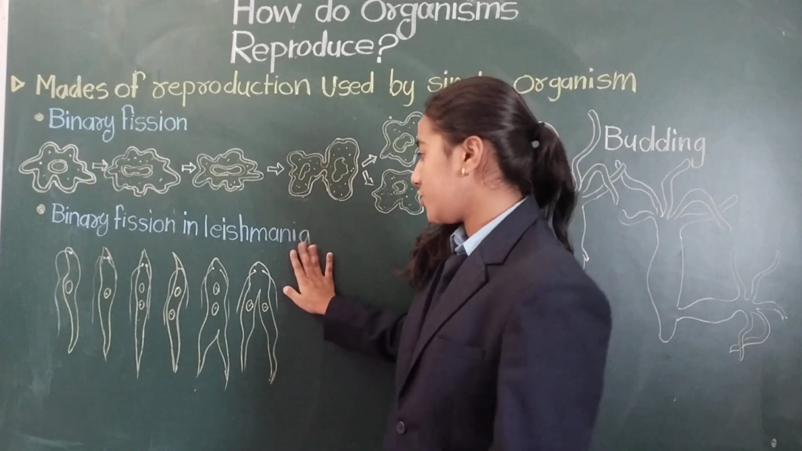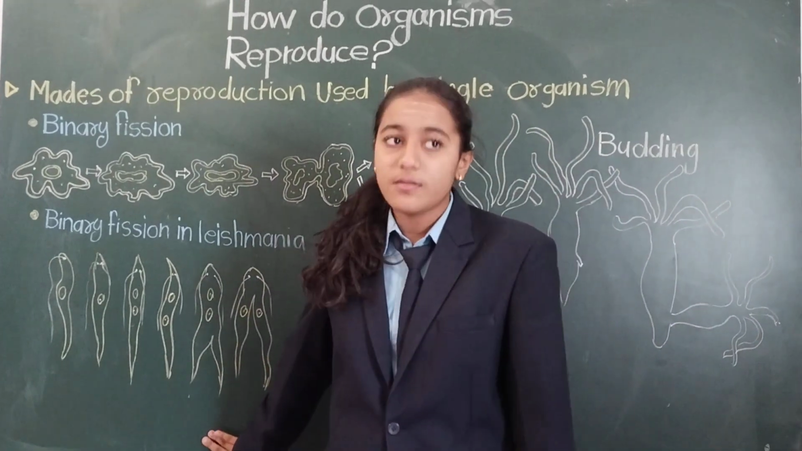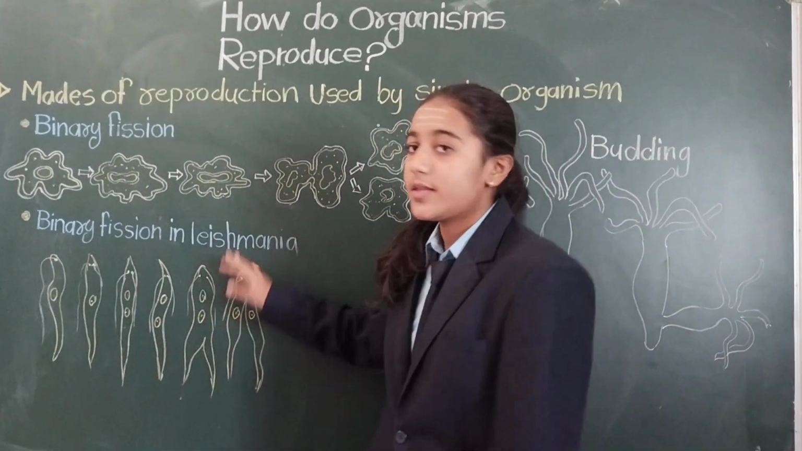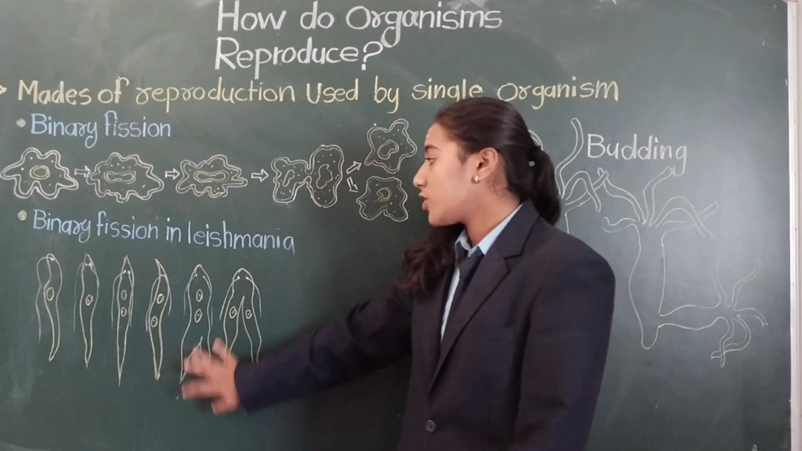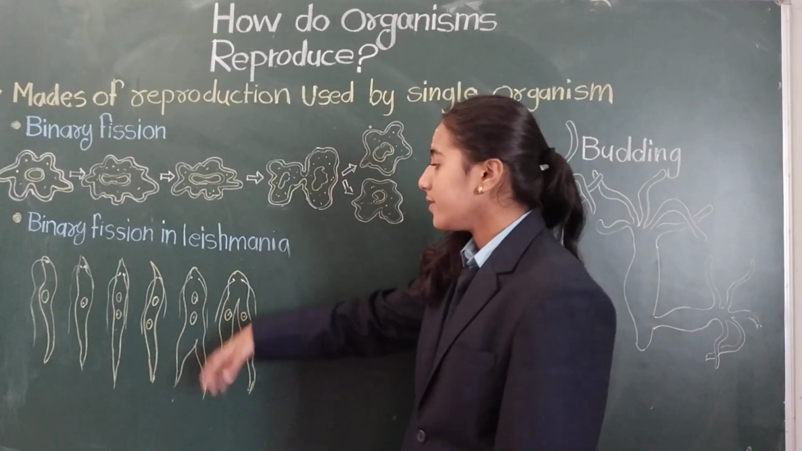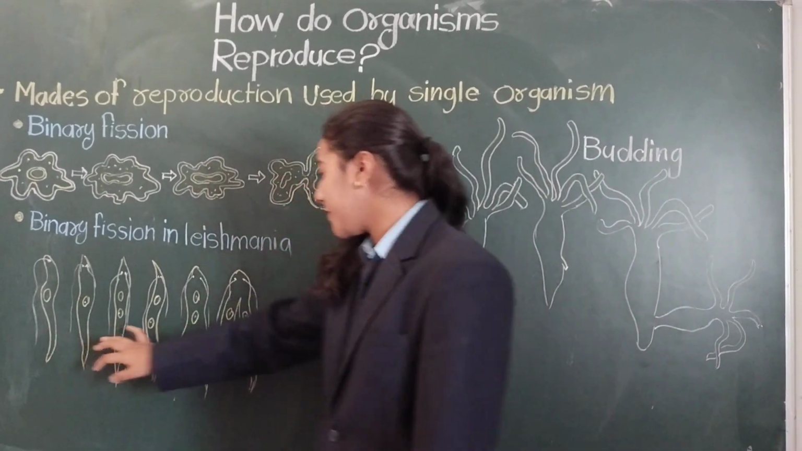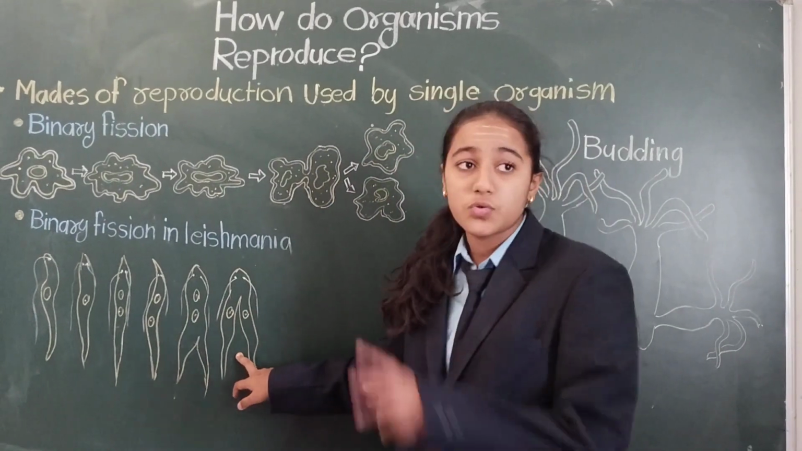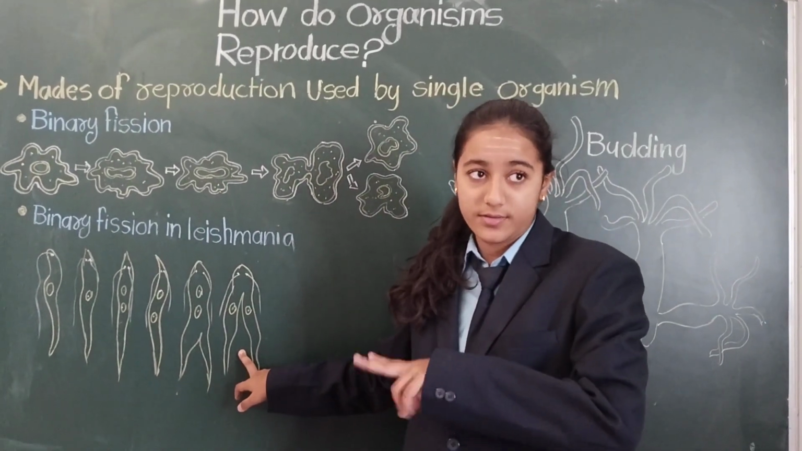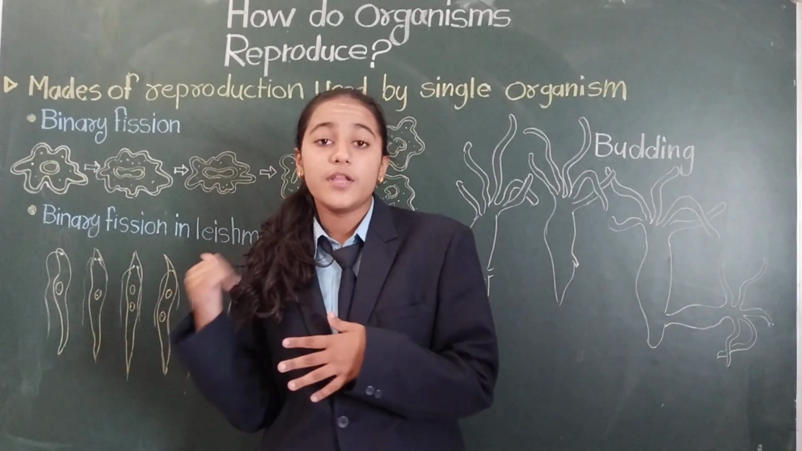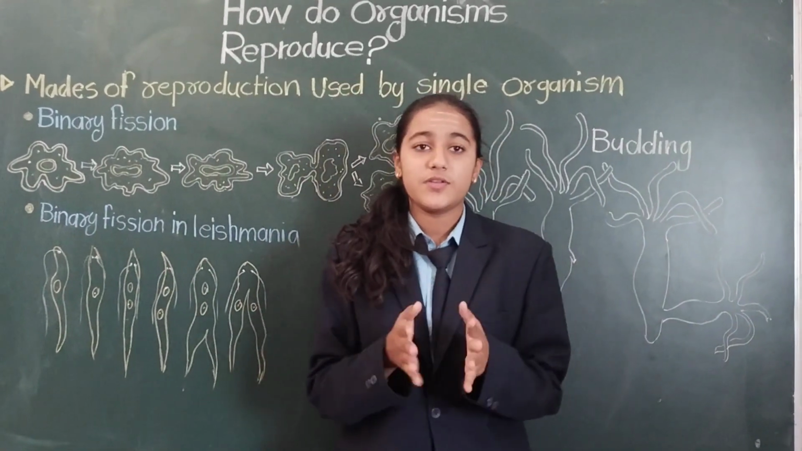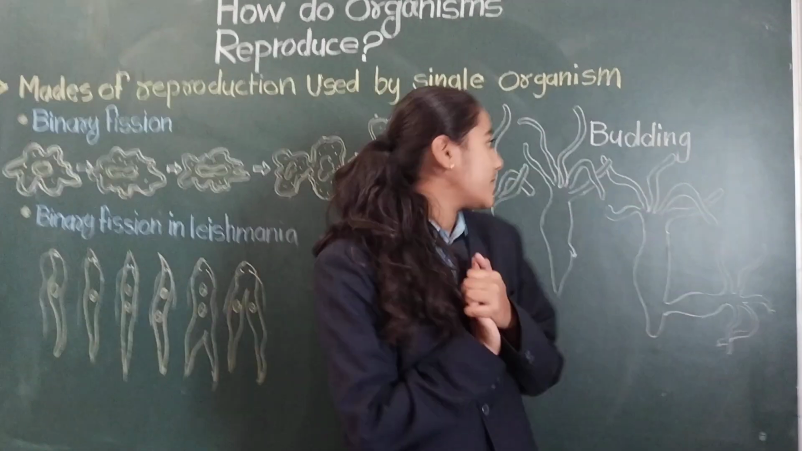And this is the binary fission in leishmania. It is longitudinal binary fission, that is, it divides only in the longitudinal form. It is also called Kala Azar. This leishmania divides longitudinally into two leishmanial organisms. This is the most common and prominent way of reproducing asexually, and the second way is budding.